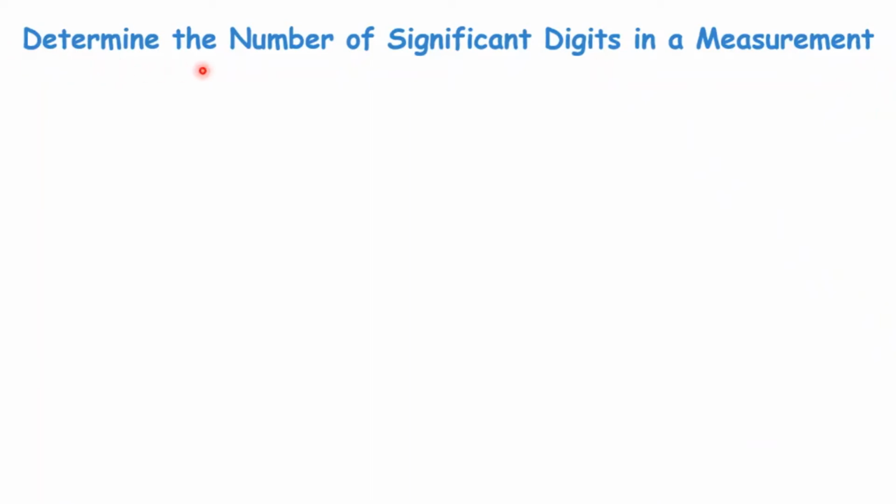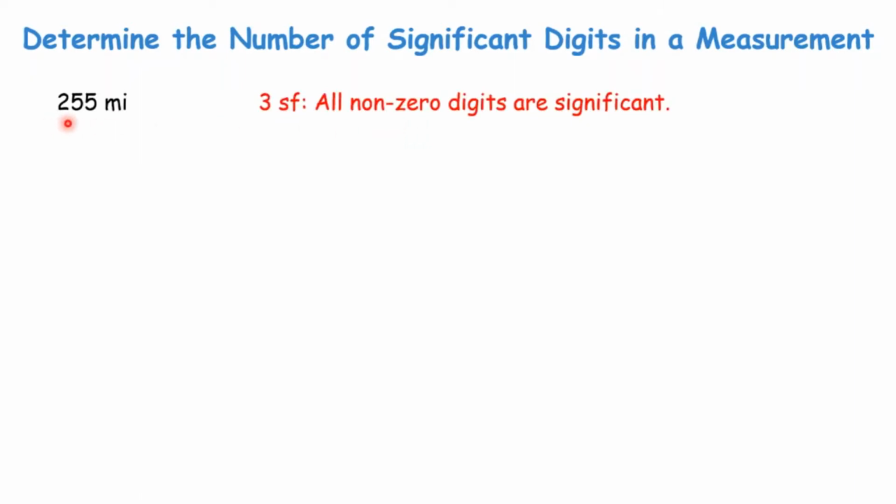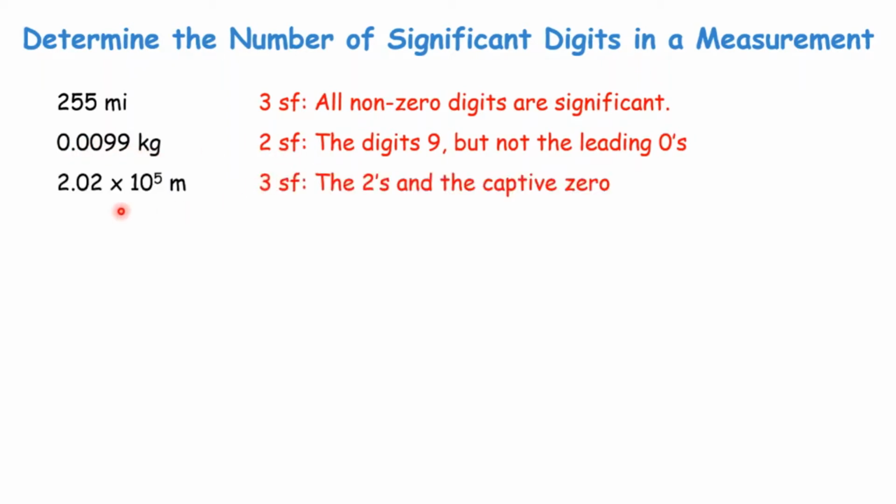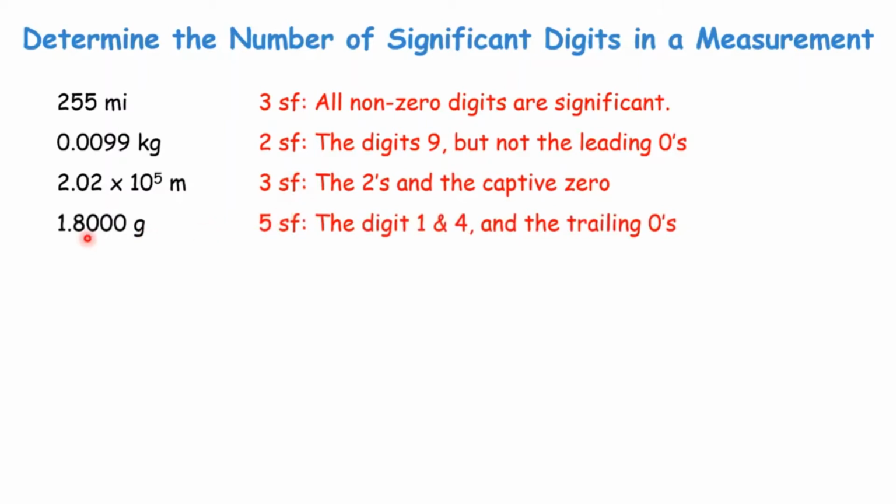Let's work on a few examples. Determine the number of significant digits in a measurement. 255 miles, they are all non-zero digits, so therefore 3 sig figs. 0.0099, 3 leading zeros, non-significant, so therefore only 2 sig figs. Okay, 2.02, that's a captive zero, should be counted. So therefore, that's 3 sig figs.